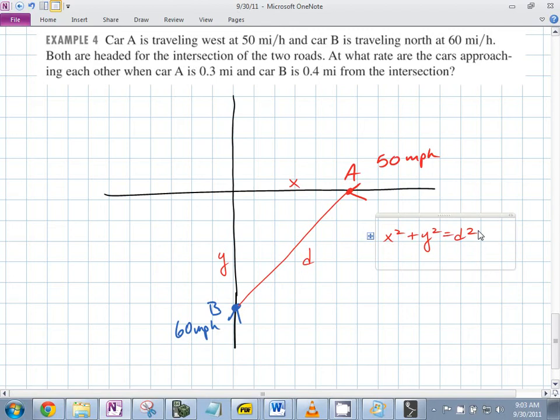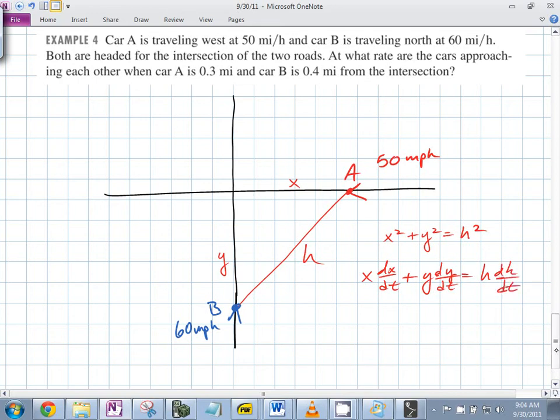Okay, so if we want to differentiate this with respect to time, what do you end up with? And then you divide by 2, and I'm going to skip some steps. Should we try to avoid using d in our equations when we're taking derivatives? That's a great point. Let's avoid using d because d seems like a bad idea. So how about h? H is fine. So you end up with x dx/dt plus y dy/dt equals h dh/dt.